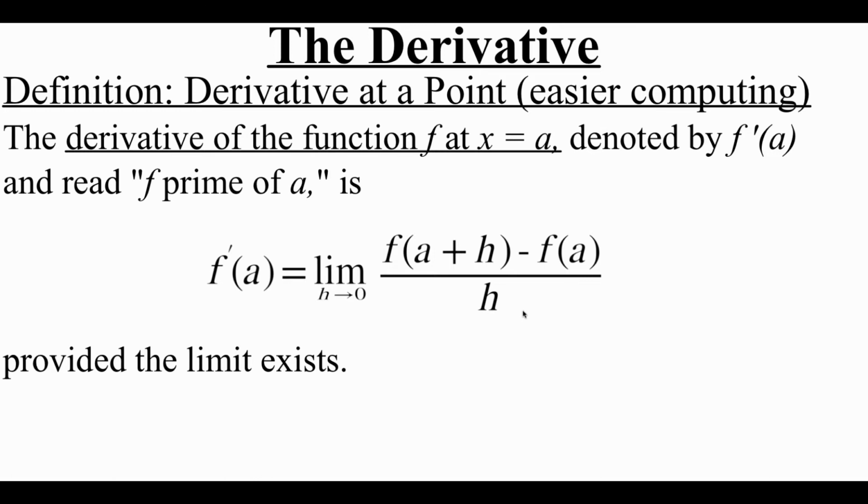So we've got the derivative of our function f at x equals a, again being denoted by f prime of a. So f prime of a equals the limit of f of a plus h minus f of a all over h, and we're doing this as our h value is approaching 0. And again, this is provided that the limit exists.